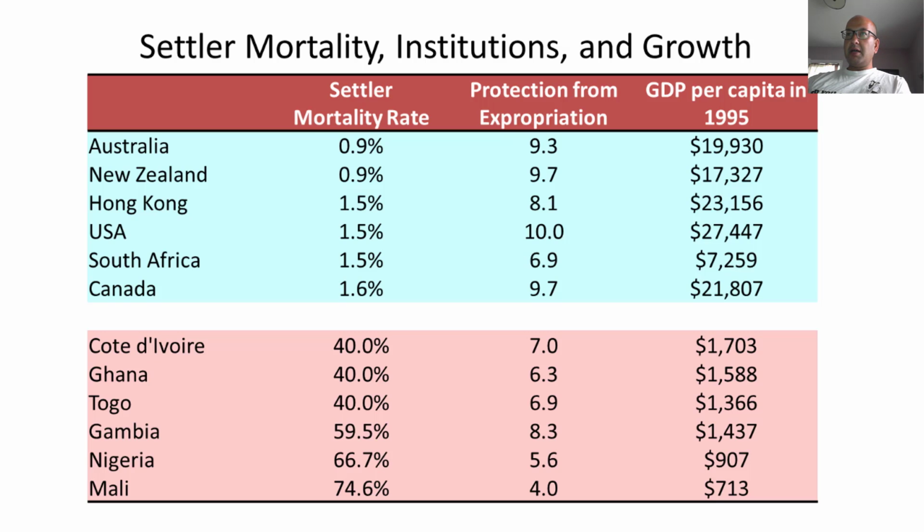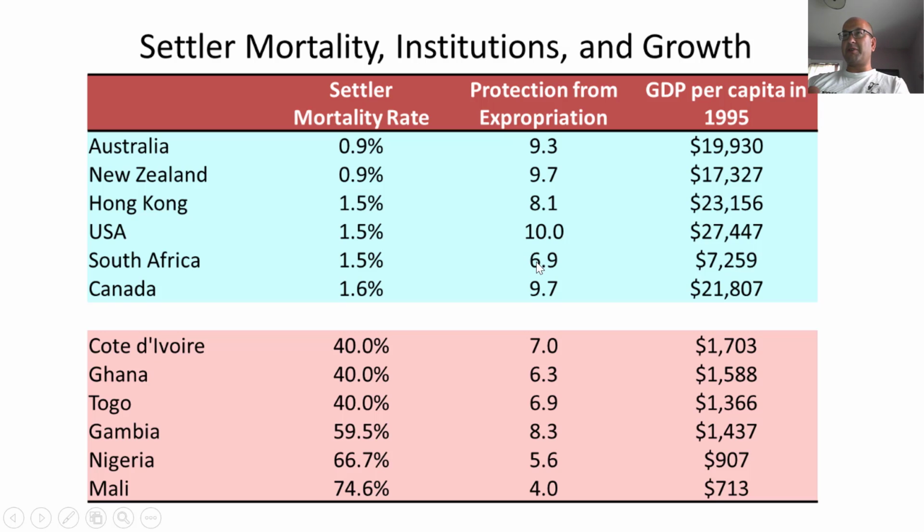And what you see is, by and large, these countries that have low settler mortality in the colonial era have really strong property rights today. Whereas those places that had really high mortality rates, on average, have much worse property rights today. And so it seems like there's a little bit of evidence of the link between colonial settler mortality and modern day institutions. There are some exceptions here and there.